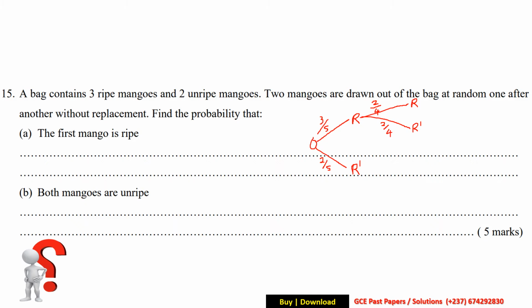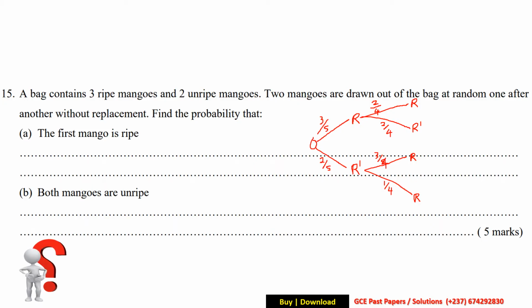Now if the first mango is not ripe, okay, and then the second mango, if the first mango is not ripe, how many ripe mangoes are there? You have not yet touched a ripe mango, right? So we still have 3 ripe mangoes, 3 over 5. Now if the first mango is not ripe, how many unripe mangoes are left? 1 for the second row. So 1 out of how many? 1 out of 4. So now the number of mangoes is 4. Take note of this, 4, not 5.